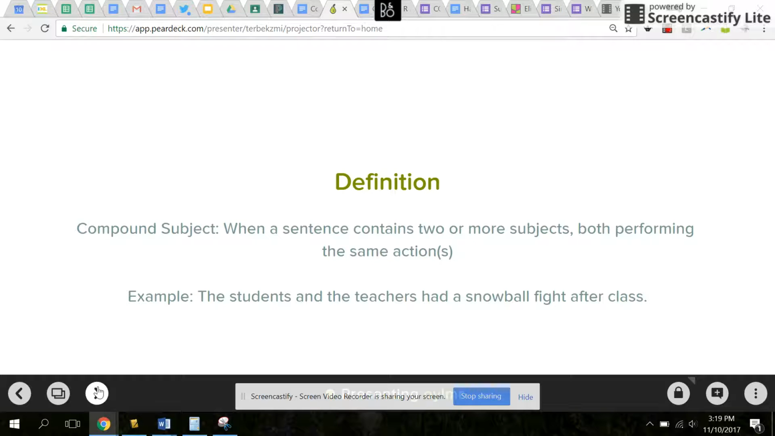All right, these are the two definitions you're going to need to write down on your notes. So I would say you probably should pause this video to write this definition down. A compound subject is when a sentence contains two or more subjects, both performing the same action. So for example, the students and the teachers had a snowball fight after class. So notice that we have both students and teachers. They're both subjects in this sentence. So that is a compound subject.